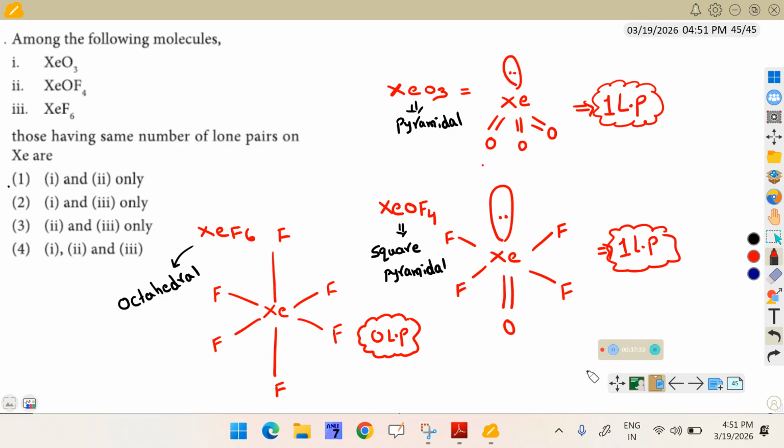Among the following molecules, those having the same number of lone pairs of electrons: XeO3, one lone pair is present; XeOF4, one lone pair is present. So the first option is the correct option.